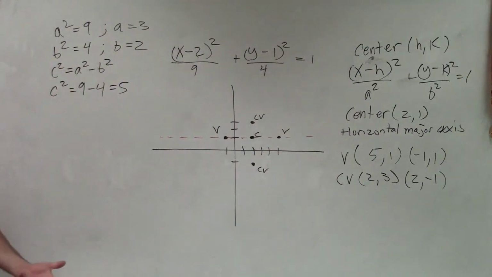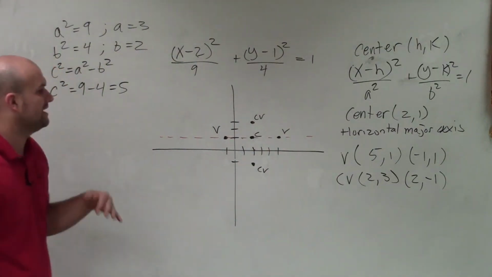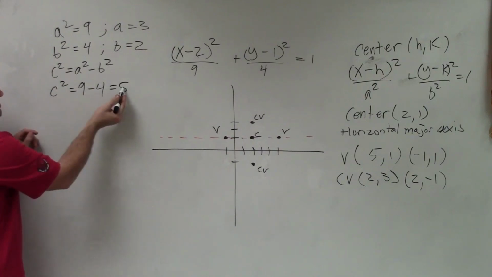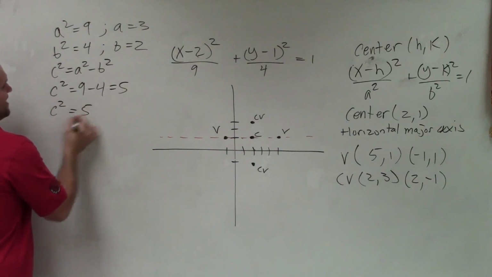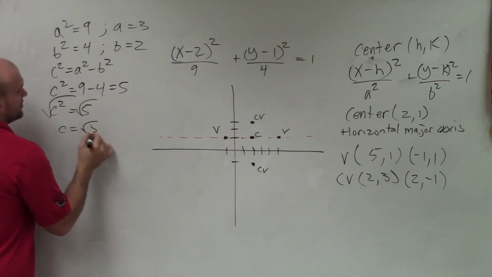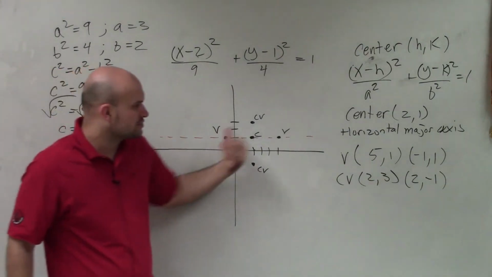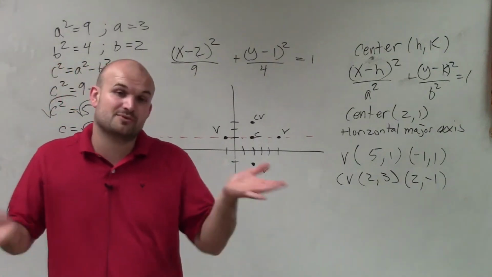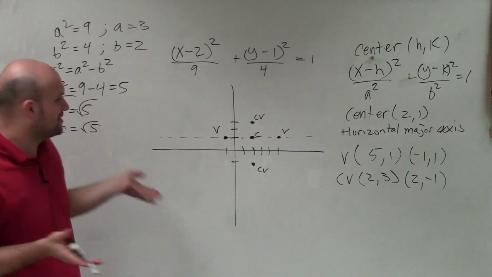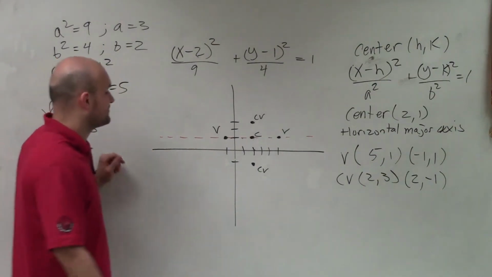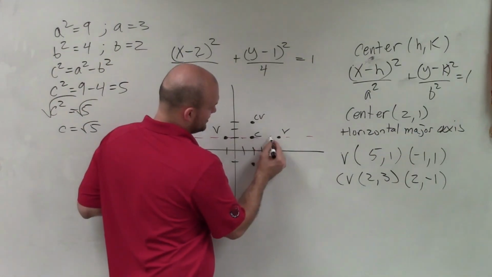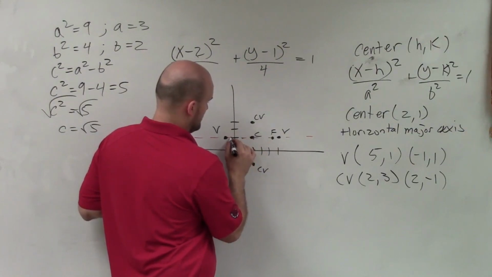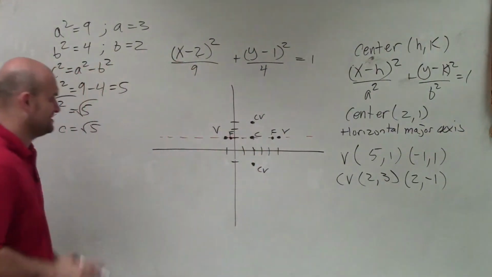All right. Now, lastly, what I need to do is be able to identify what is my foci. So my foci is going to be a distance of the square root of 5. So if I know c squared equals 5, take the square root of both sides. c equals the square root of 5. So again, I need to go square root of 5 to the right and square root of 5 to the left. Now, the square root of 5, I'm just going to approximate, is going to be anywhere between 2 and 3. So I'm just going to go over 1, 2, 3. So just say here's one focus, 1, 2. There's the other focus. I'm just trying to approximate the best I can.